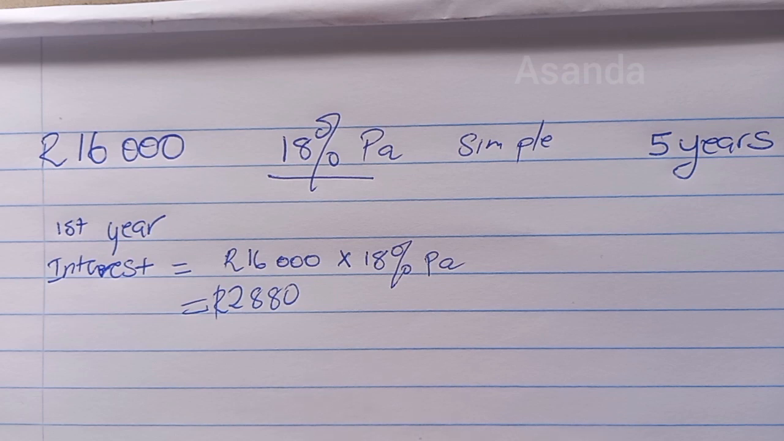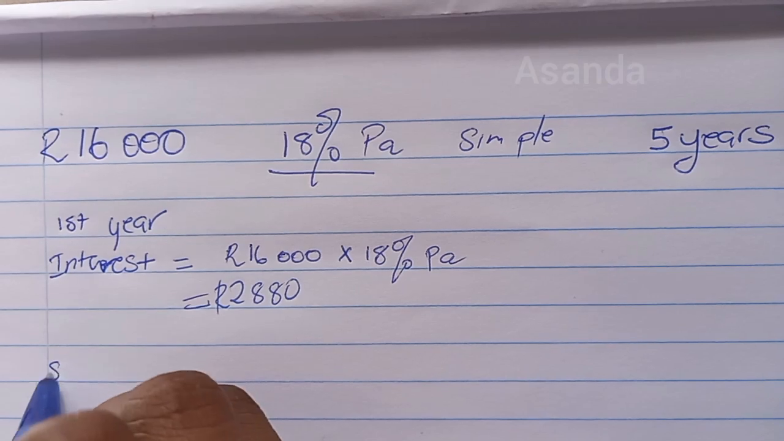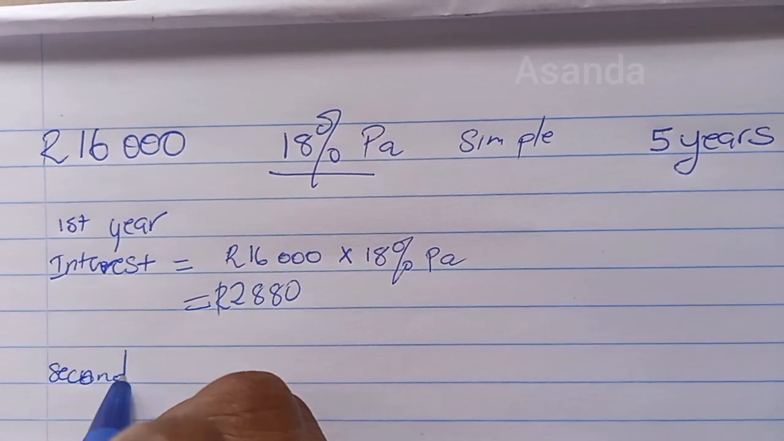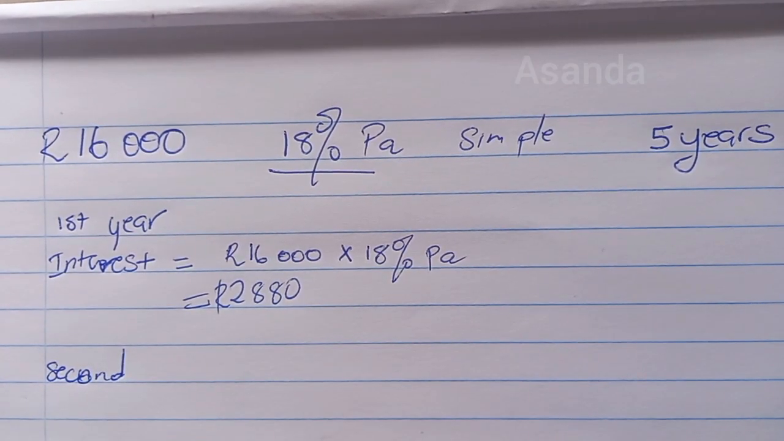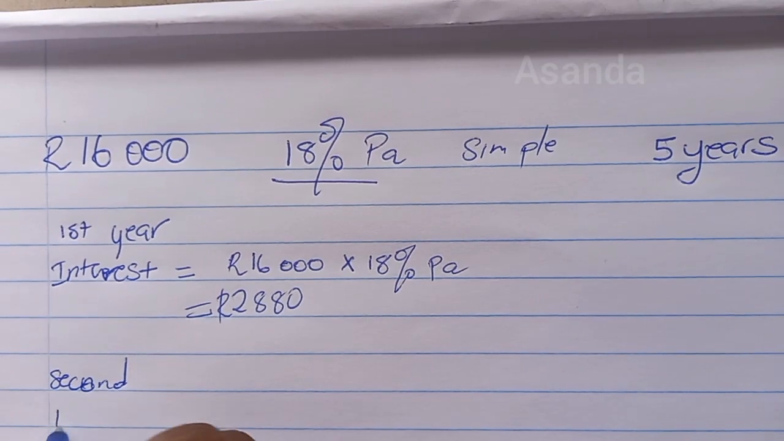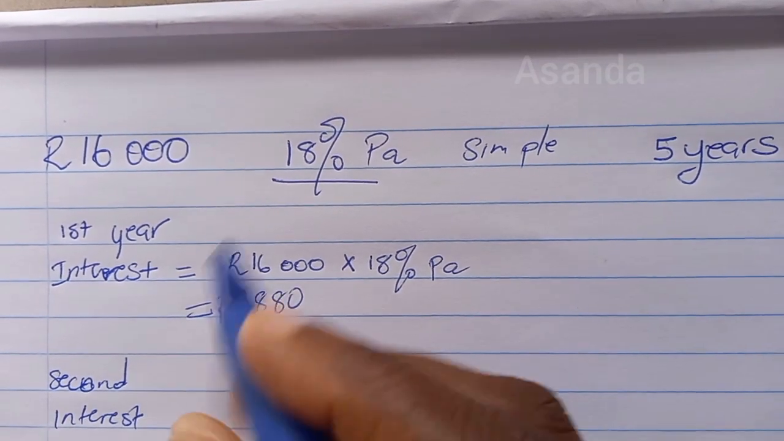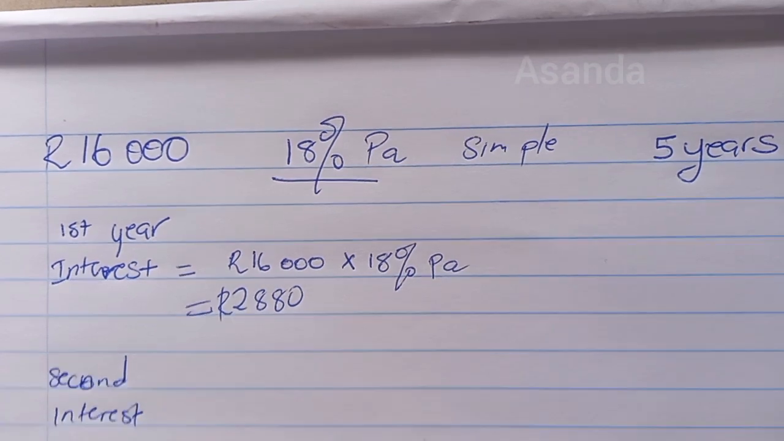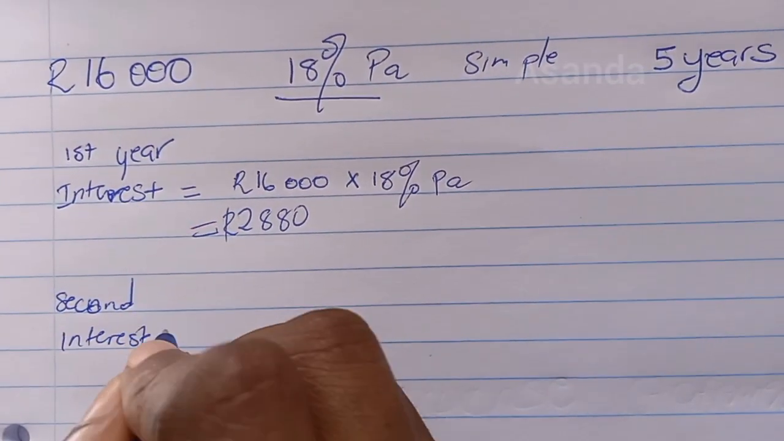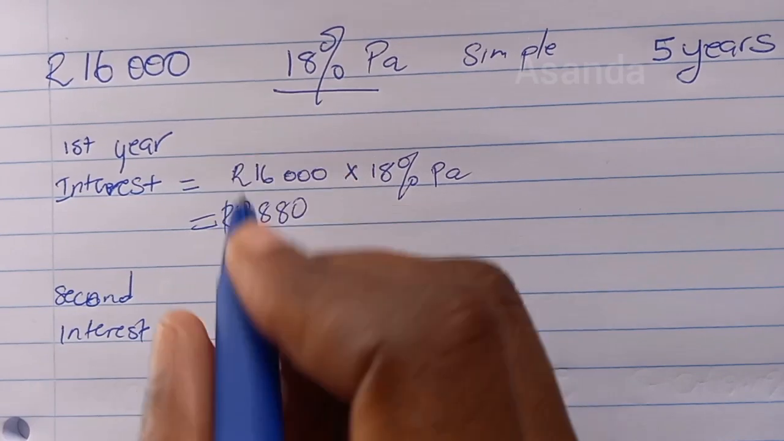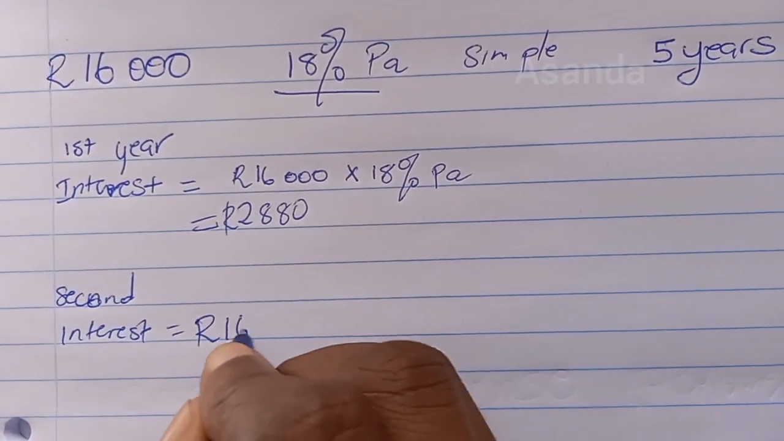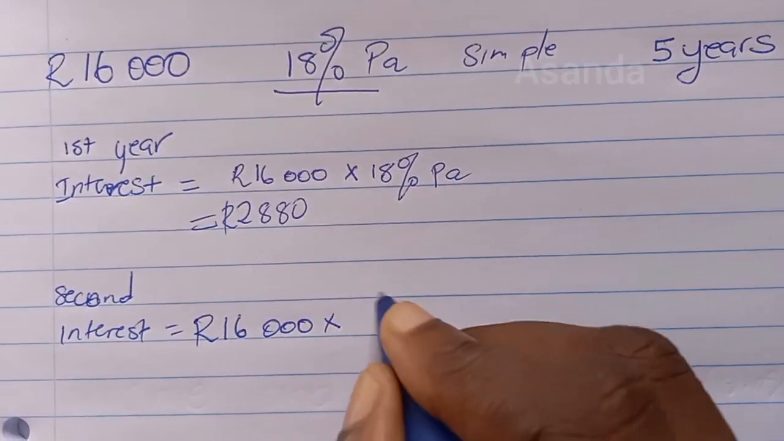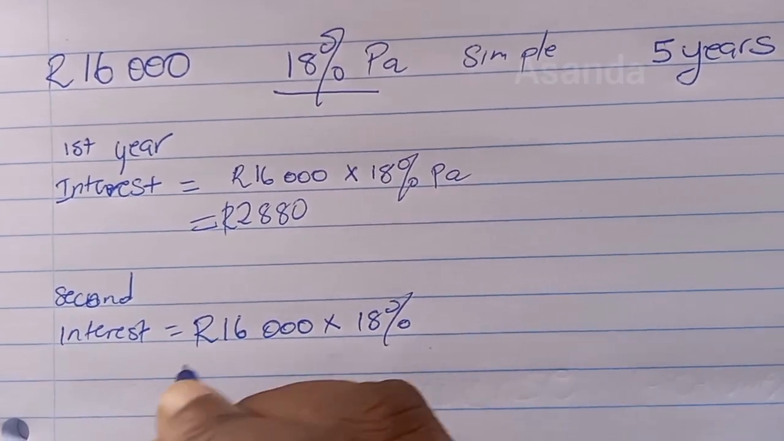Just make sure you did your calculations correctly by double checking, and then we're going to move on to the second. Remember, we said this is simple interest, so we're not worried about the interest that we got the year before. We're just going to calculate interest on the capital, or the borrowed amount, or the principal amount, if you like. All those terms apply properly.